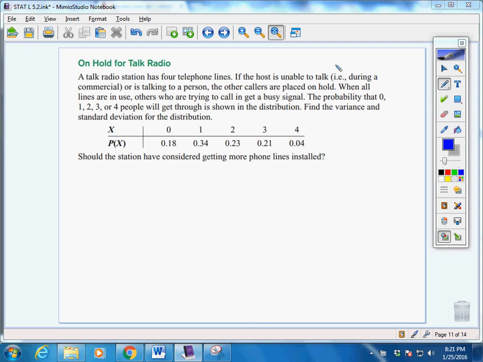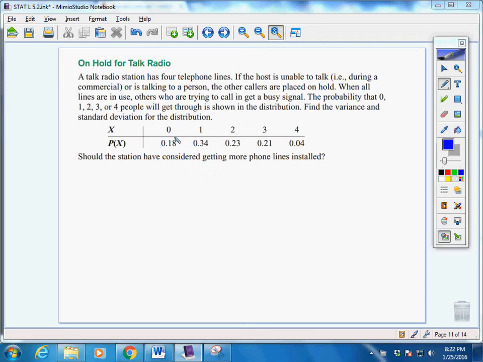Looking at this example, it says a talk radio station has 4 telephone lines, and if the host is unable to talk during a commercial or whatever, or is talking already to somebody, then the other callers are placed on hold. There are 4 telephone lines, and they're all in use. The others who try to call get a busy signal. The probability that 0, 1, 2, 3, or 4 people will get through is shown in the distribution.